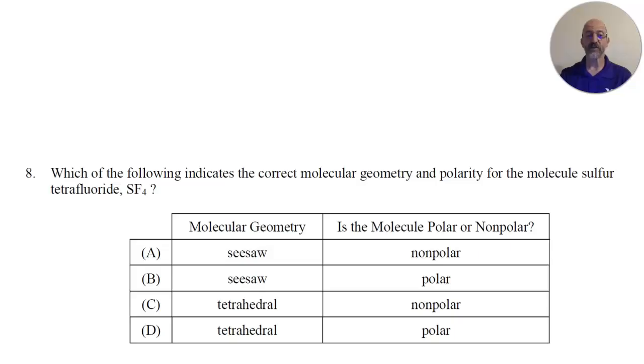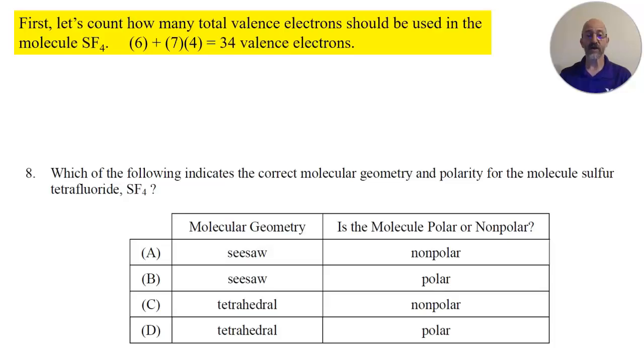Question 8 says, which of the following indicates the correct molecular geometry and polarity for the molecule sulfur tetrafluoride, which has the chemical formula SF4? The first thing I'm going to do is to count the total number of valence electrons for the SF4 molecule. 6 valence electrons for sulfur, 7 valence electrons for fluorine, but there are 4 of them. So 6 plus the product of 7 times 4, that gives us 34 valence electrons.